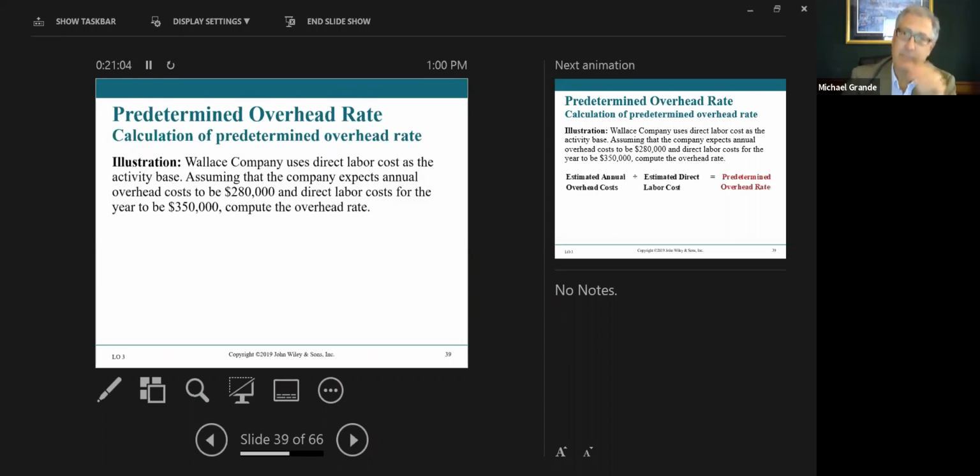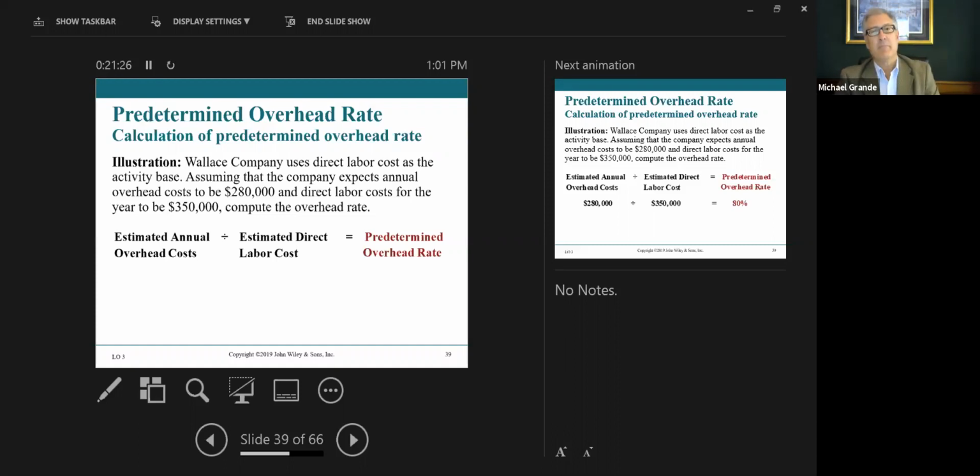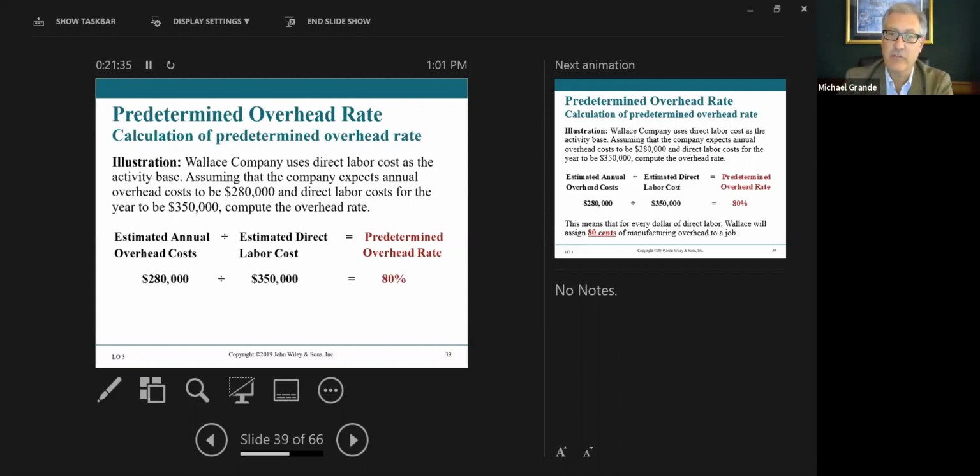Here's an example. Wallace Company uses direct labor cost or direct labor dollars as the activity base. Assuming that the company expects annual overhead costs to be $280,000 and direct labor costs for the year to be $350,000, compute the rate. So it's the manufacturing overhead dollars divided by the activity base, in this case, labor dollars, equals the predetermined overhead rate.